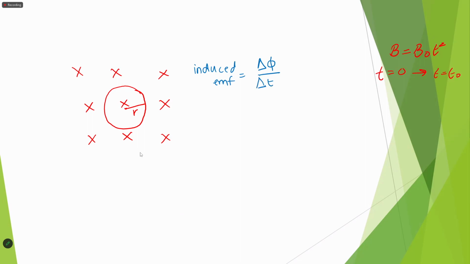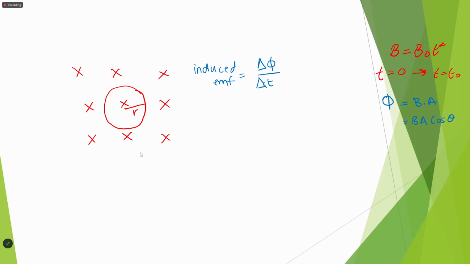Time. Correct. And what is flux? How do we find flux? What is the formula of flux? BA or BA cosine. Very good. So we know that the flux is equal to B dot A. Now you want to find the flux initially and the flux finally, right? B dot A means BA cosine theta.